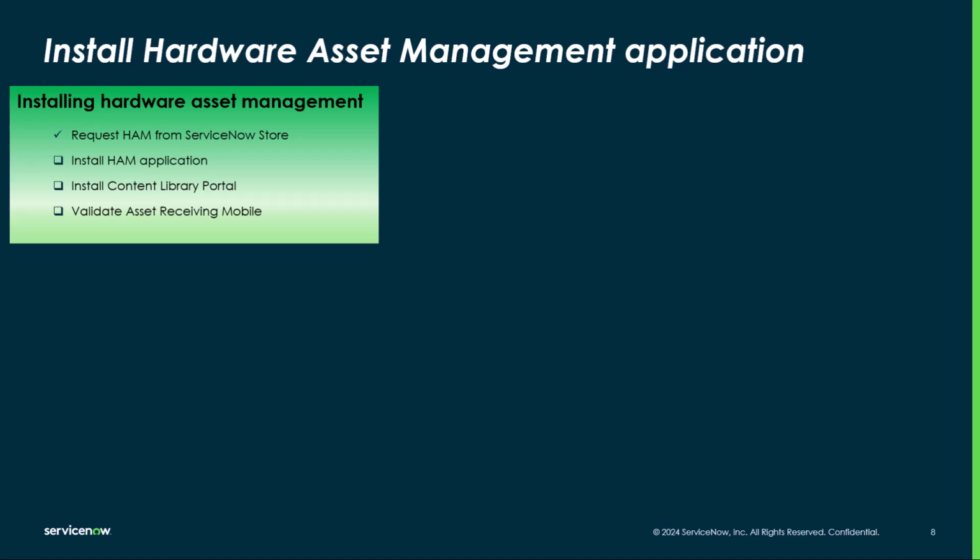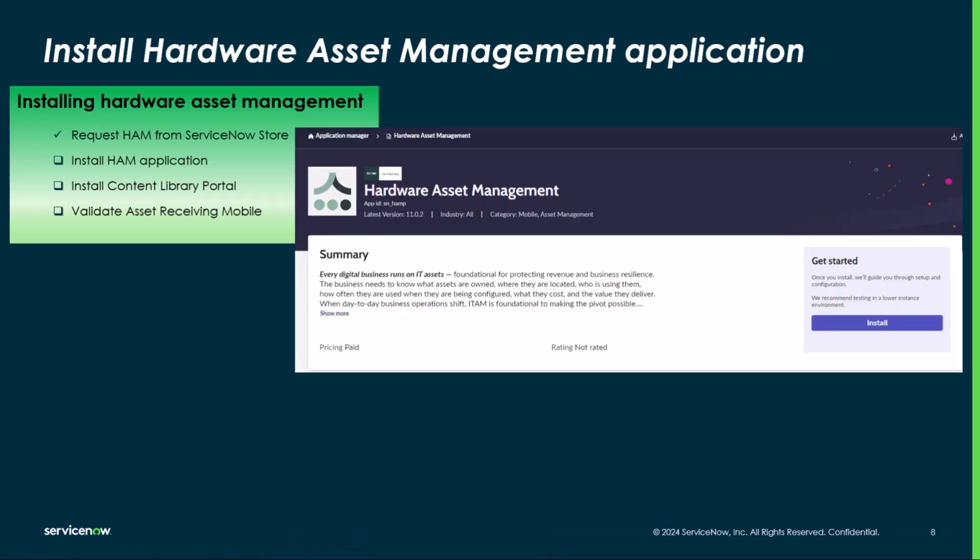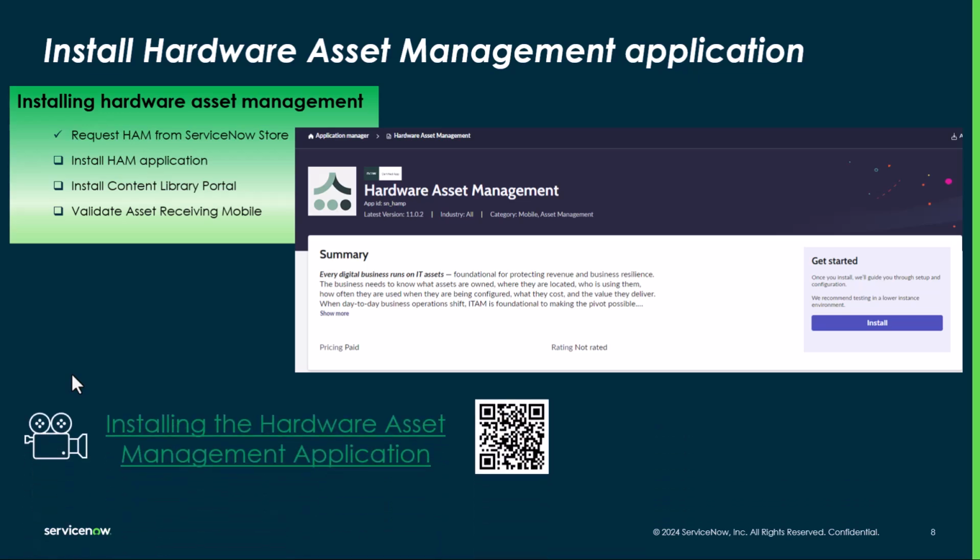Okay, so now that we've requested HAM from the store, we can go ahead and install that application. So to do that, you're going to want to go back to the application manager, and you're going to want to search for hardware asset management. And you should see that as long as your application manager has been synchronized with the store, you're going to be able to see the hardware asset management application, and you're going to click on the install button. Again, we do have a very specific video on this step, which is installing the hardware asset management application. So you can scan the QR code to go to that video.